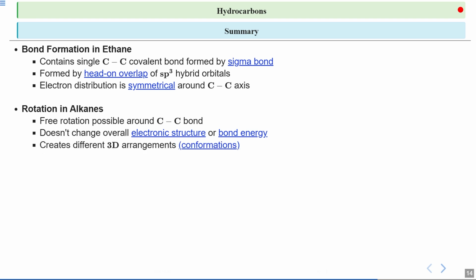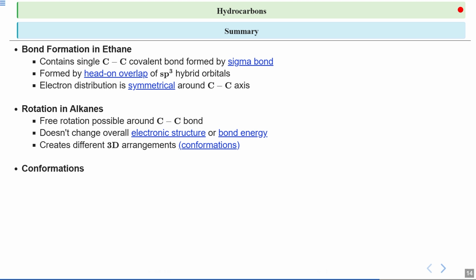But this rotation creates different 3D arrangements known as conformations, right? So we have various conformations possible. We can also call them rotational conformers, because the conversion of one form to another occurs due to rotation of the groups against each other, right?